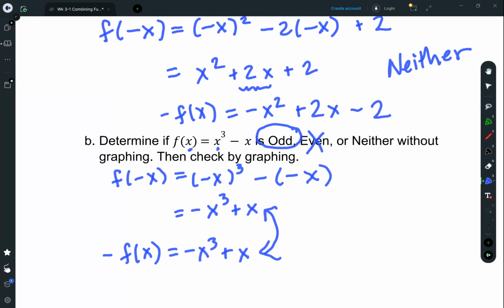I know these do say check by graphing. I'm just not going to do that right now. You can go into Desmos and graph these and see that this one is symmetric about the origin. All right, that's it for this video.